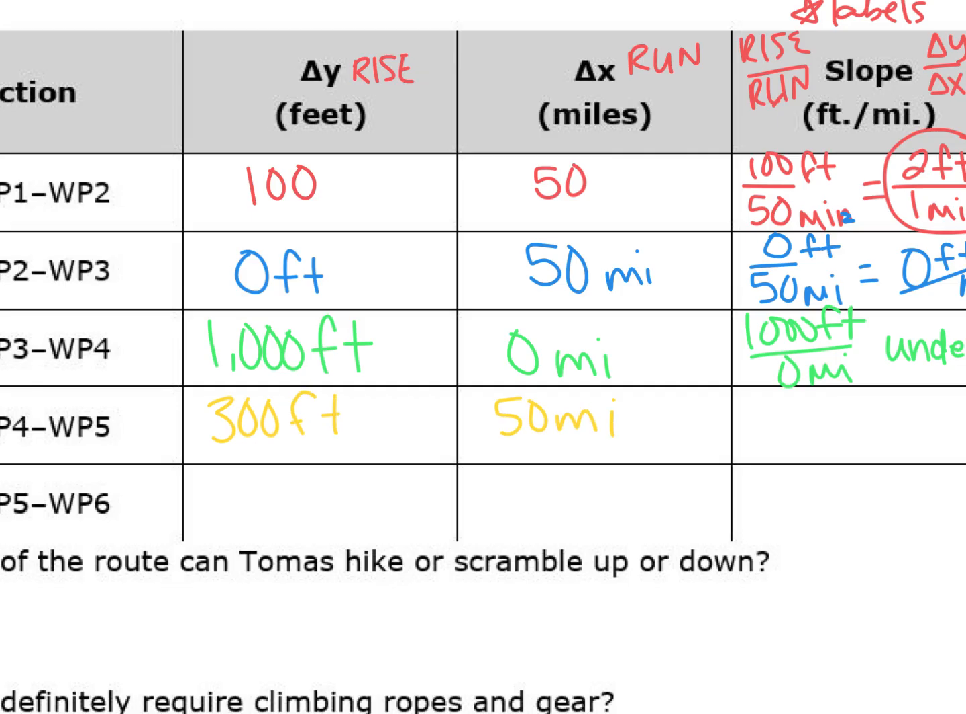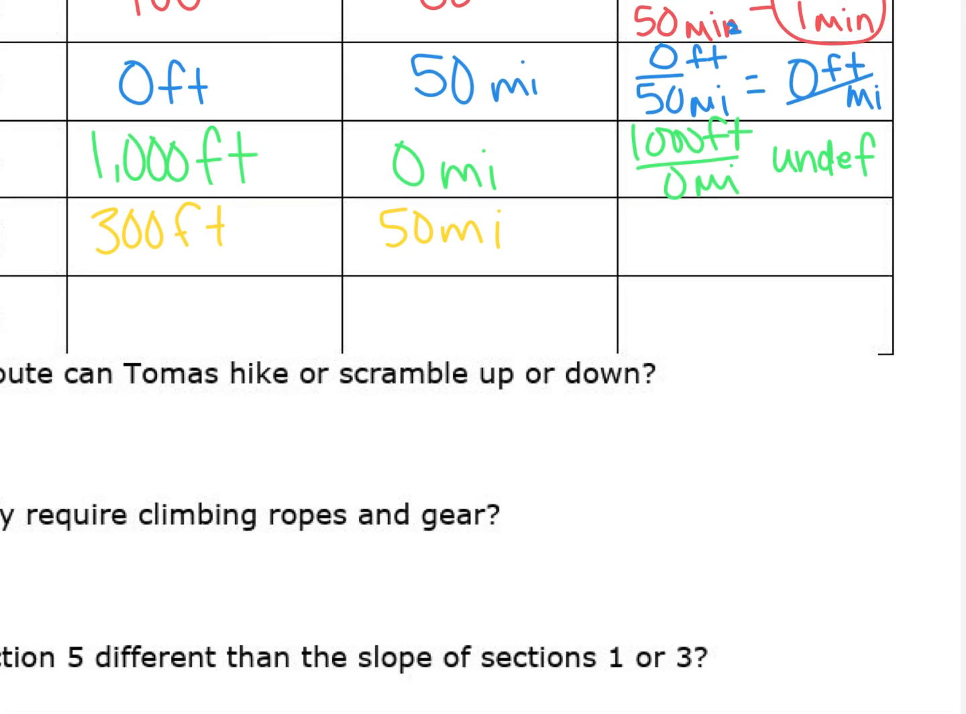So does that 50 over 300 or 300 over 50? 300 feet over 50 miles. What do we get? 6. 6 feet every 1 mile. And that is a positive, right? So we're still mountain climbing up.